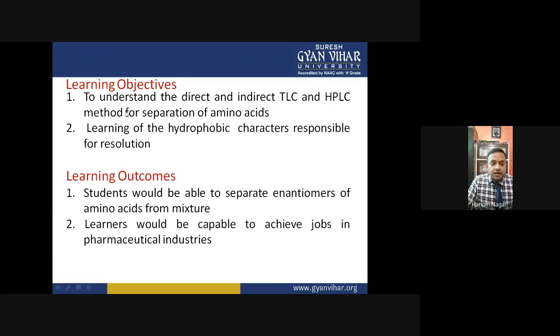So, the learning objective of this lecture is to understand direct and indirect TLC and HPLC methods for separation of amino acids like methionine. The resolution of the enantiomers of methionine is based on the parameter that is hydrophobic character. This is responsible for the resolution of S and R enantiomers.